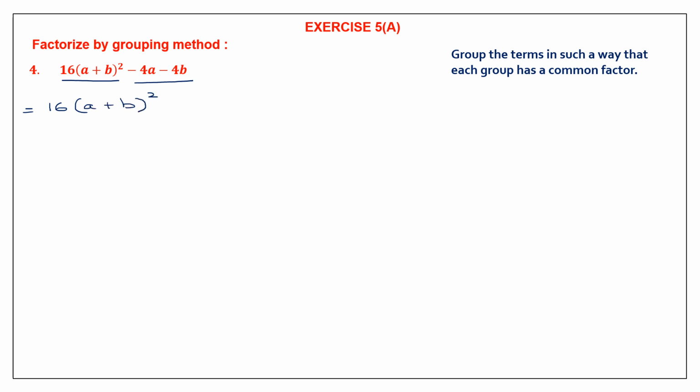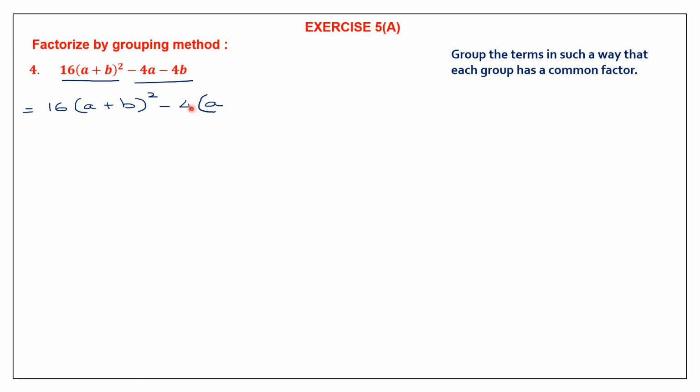Now let's look at the second group. Here we have minus 4a minus 4b. Let's take out the common factor from this. So we have minus 4, as you can see, is common. So we can take that out and write this as minus 4 and the remaining we put within brackets. So the first term here is minus 4a. We already have minus 4. We only have to write a inside. So let's put a here.